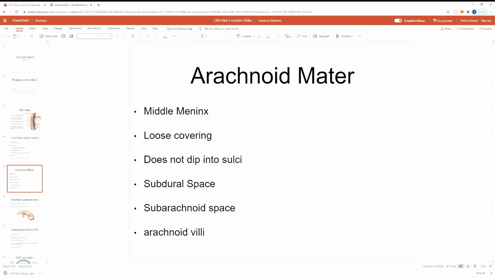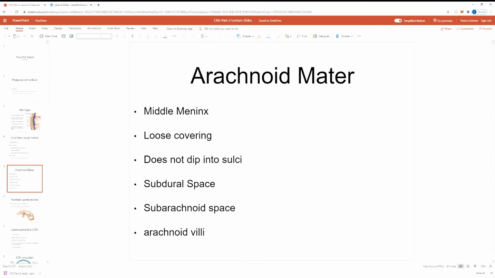One is a subdural space. You probably heard of a subdural hematoma. That is a hematoma within that space, and a subarachnoid space. So the subarachnoid space is below the arachnoid mater, and the subdural space is above and below the dura.